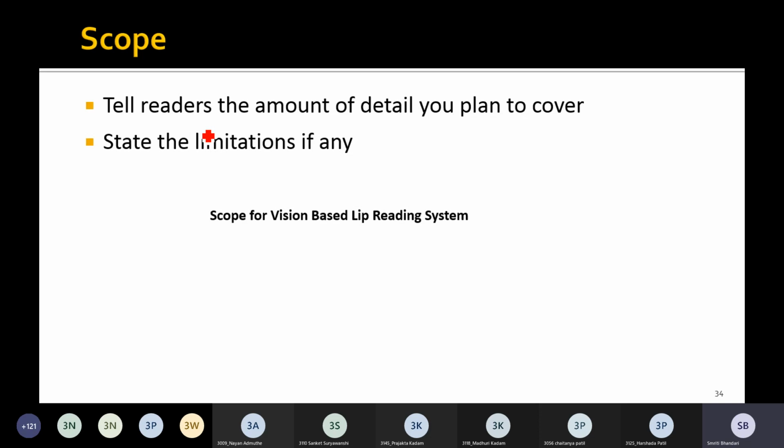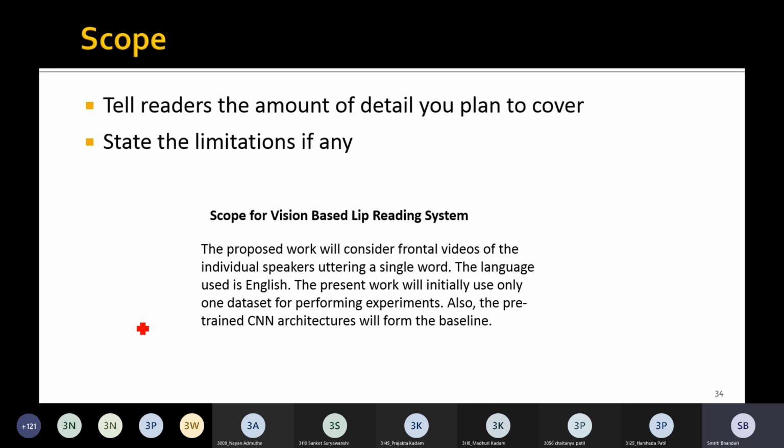Okay, so let me give you an example once again. How do we write the scope? I am explaining how to write the scope using the same project, that is the vision based lip reading system. Okay, so for this system, how we have identified the scope, please see what has been mentioned here. The proposed work will consider frontal videos of the individual speakers uttering a single word. See here, we are mentioning the scope.